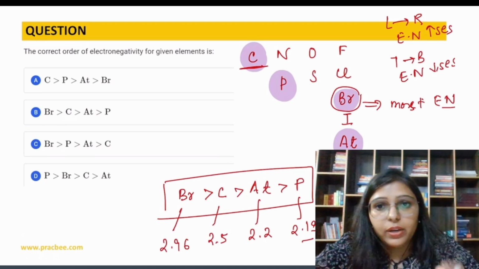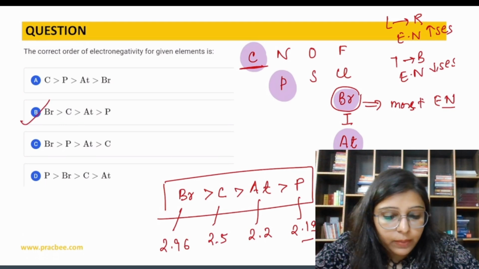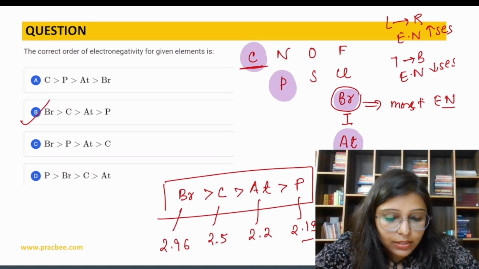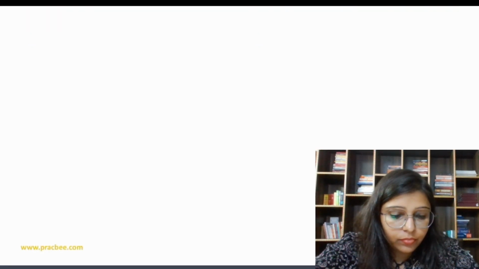So in that way you can learn. The answer is going to be bromine, then carbon, then acetylene, and then phosphorus.